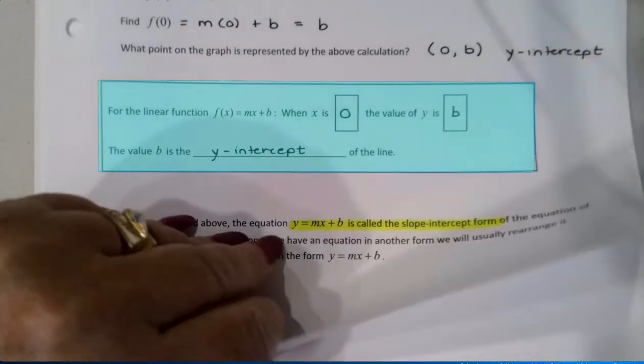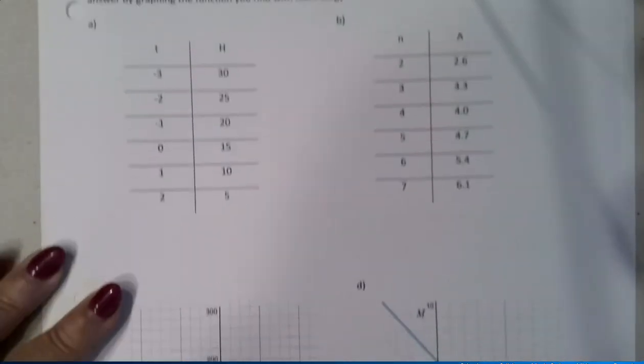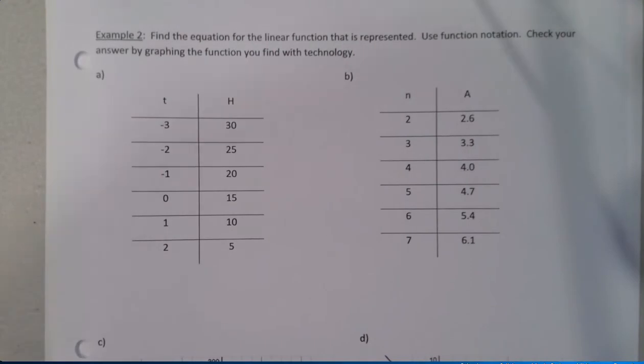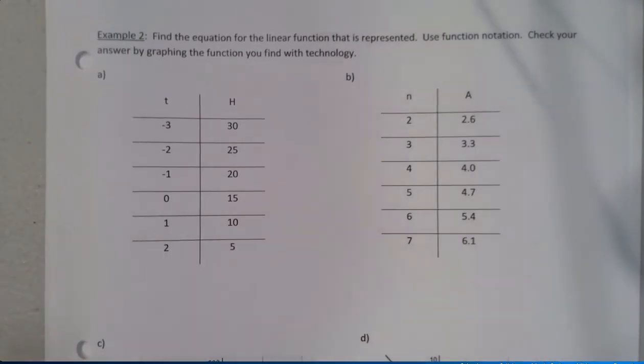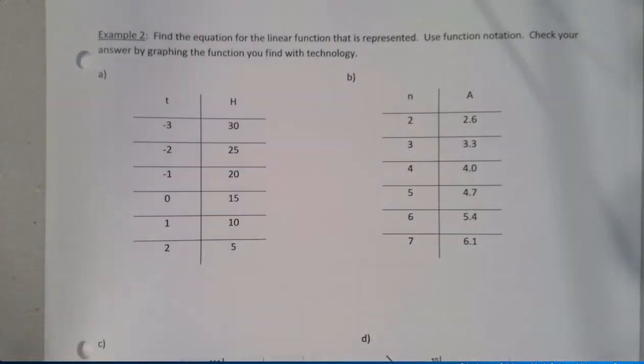All right, so I'm going to capitalize a little bit on what m and b represent. And we're going to see if we can find the equations of a few lines. The first two are given to us in numerical form, tables of values. And we want to find an actual equation. We want to find the analytic form for the linear function.